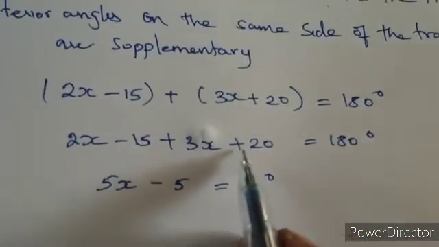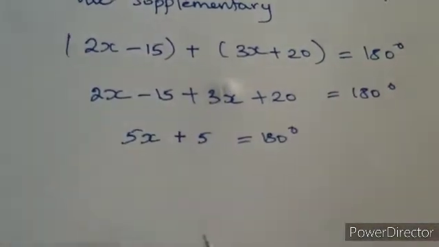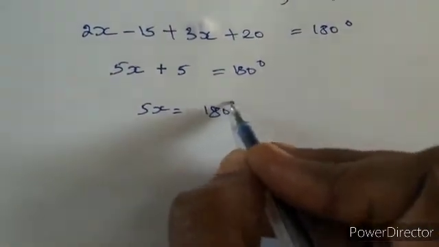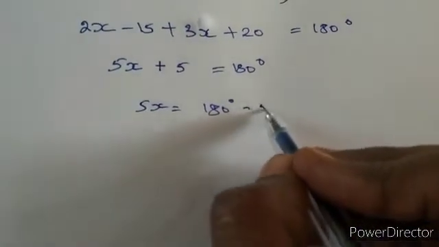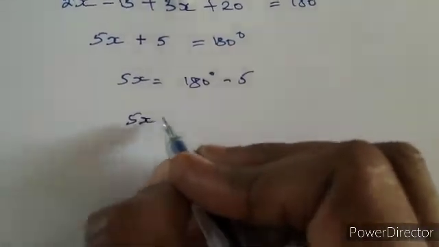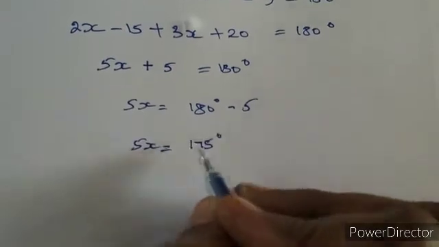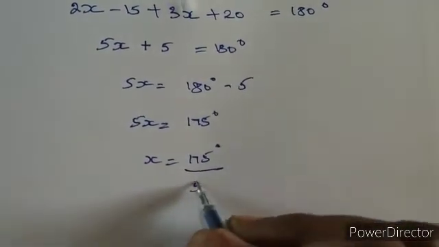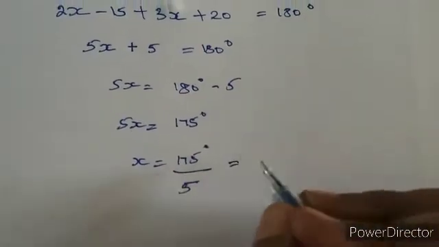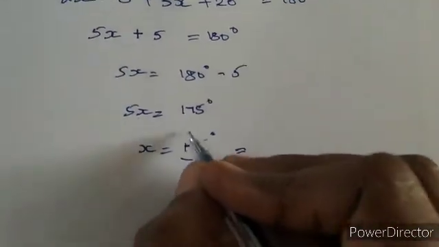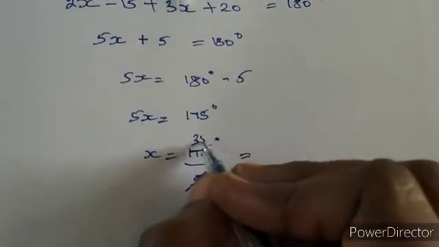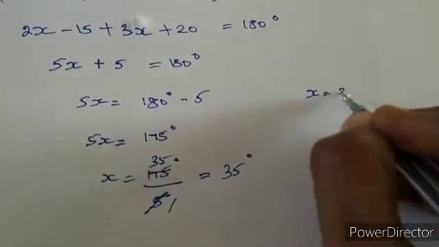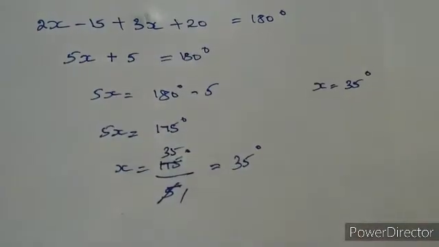Which number is greater? Plus. So plus 5. Now 5x plus 5 equals 180 degrees. Transposition of plus 5 is minus 5. So 5x equals 175 degrees. x equals 175 degrees divided by 5. So if you simplify this one, 5 sevens are 35. So x equals 35 degrees.